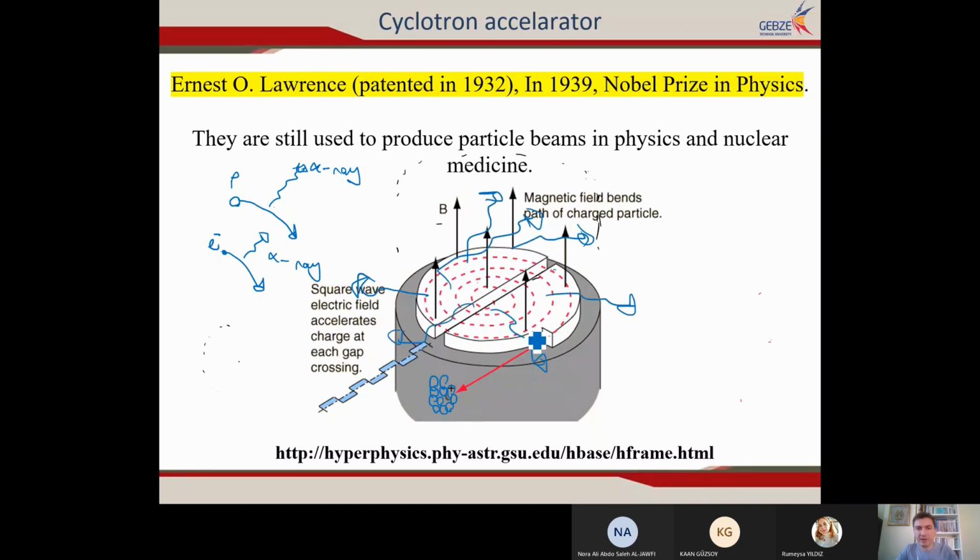Okay, so you collect the accelerated protons from this exit, but X-rays can go everywhere. So if you open a window here, then you can collect X-rays, and you can use these X-rays for your experiments. Now you have an X-ray source. Is it okay? Yes. Okay, good.